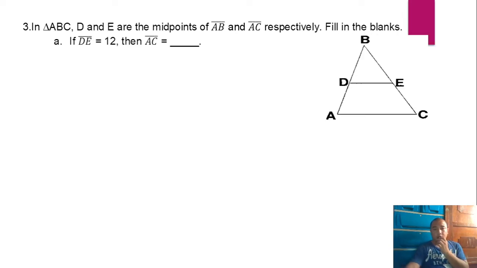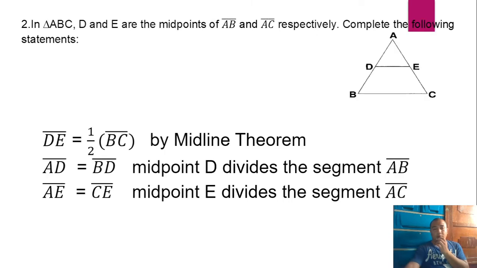So, let's continue. Number 2 is done. I repeat, DE is 1/2 of BC by the midline theorem. And since points D and E are the midpoints of AB and AC respectively, AD is equal to BD and AE is equal to EC or CE.